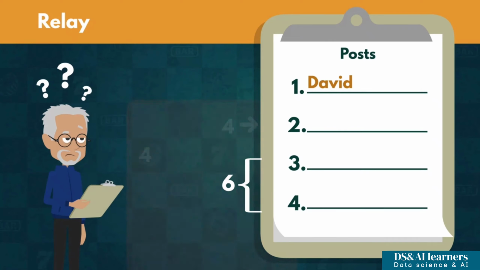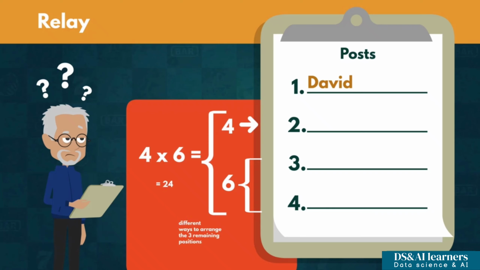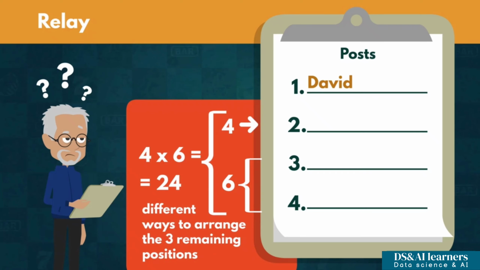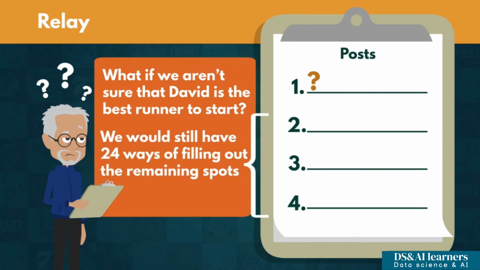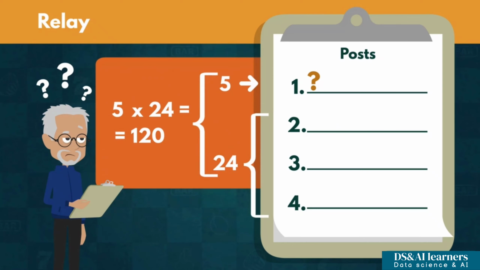That suggests there are 4 times 6, or 24 different ways to arrange the 3 remaining positions if we knew David starts. What if we aren't sure that David is the best runner to start? Well, if somebody out of the remaining 4 people started, we would still have 24 ways of filling out the remaining spots on the team.